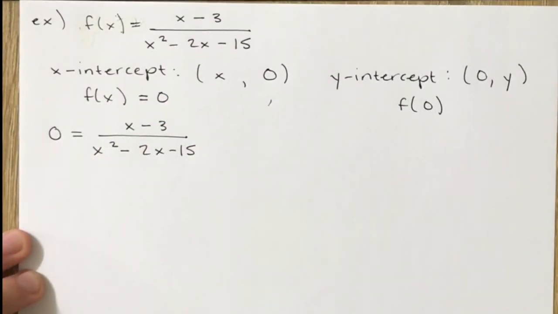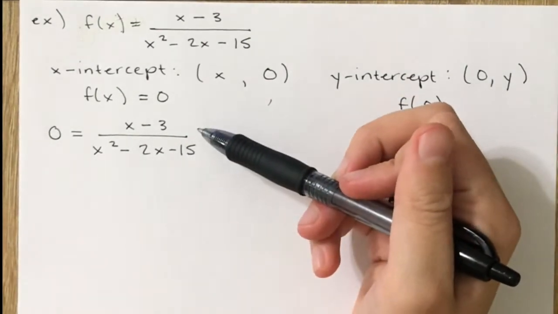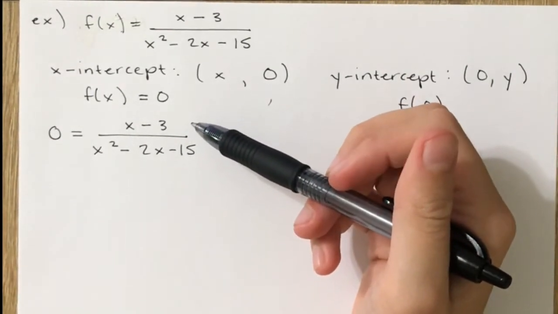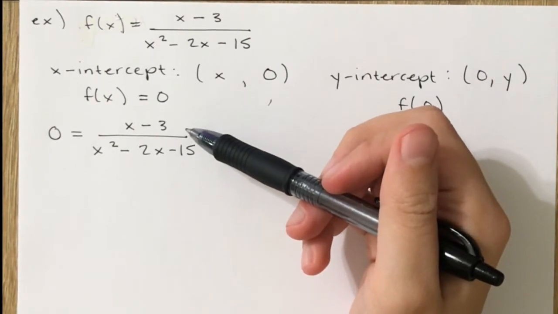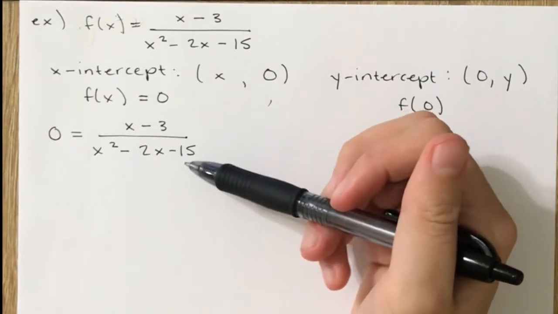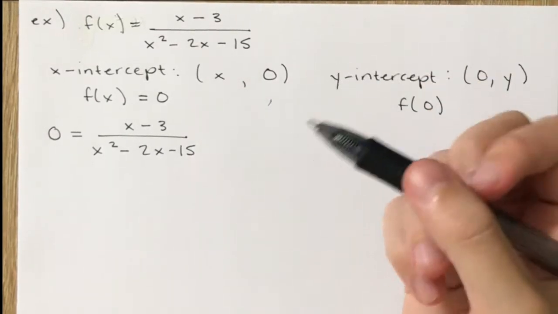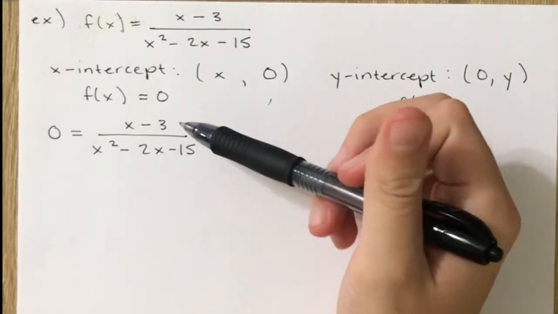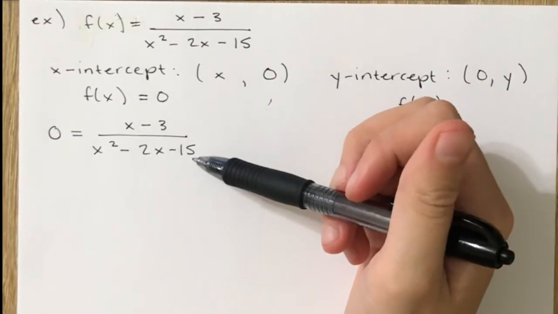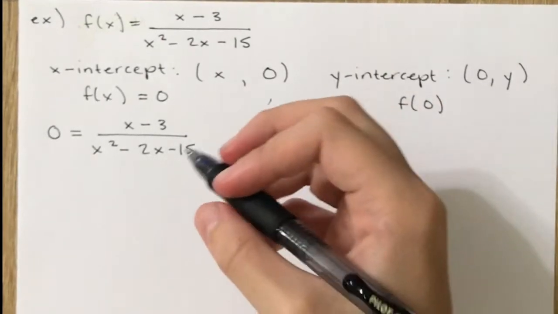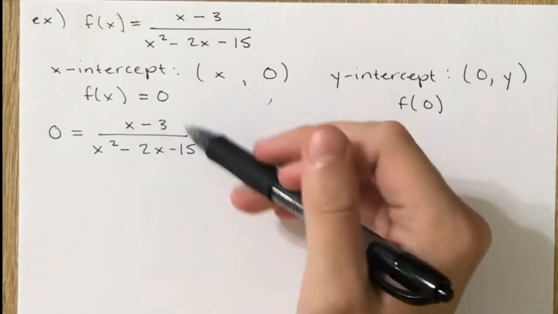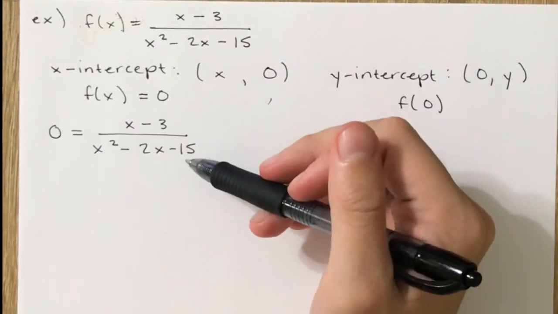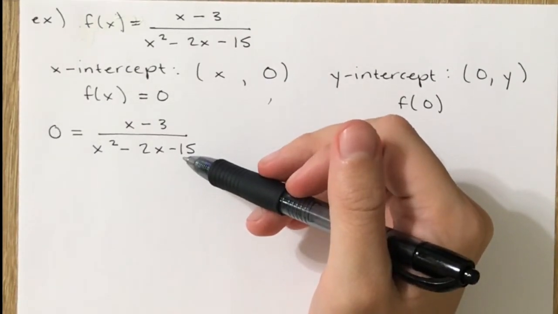With a fraction, what do we know about when a fraction is equal to 0? Well, a fraction is equal to 0 when the top is equal to 0, right? Because 0 divided by anything is equal to 0. So we really just need to look at where the numerator is 0. The only caveat to that is that we need to make sure that whatever gives us 0 on the top doesn't also give us 0 on the bottom.